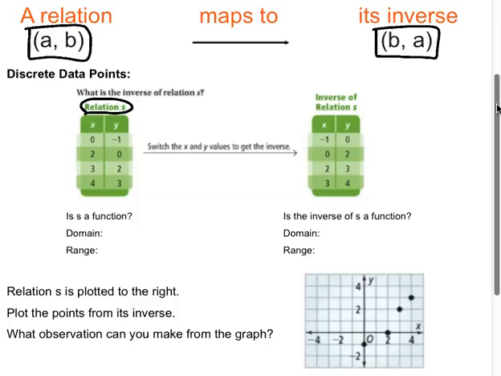Now there's a couple questions that can go along with that. So the first question is, is that original S a function? Now remember, when we're taking a data table, a function is merely saying that the x doesn't repeat. So it's correct that x does not repeat, which means this original one actually was a function. Remember, domain is just listing those x values, and range is listing the y values.